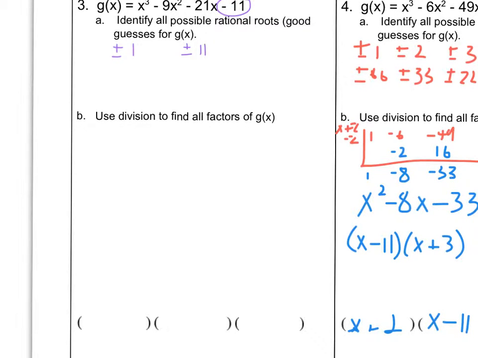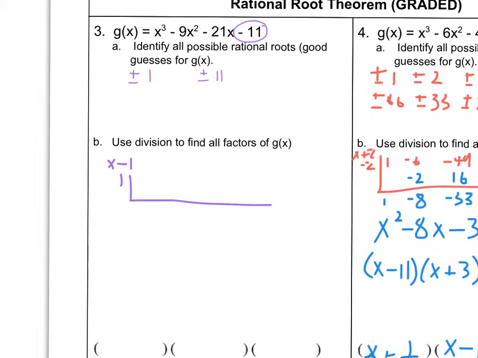I might start with x minus 1, which really means a root of 1. All right, so we have 1, negative 9, negative 21, and negative 11. Let's see what happens. Bring the first one down. We get 1. 1 times 1 is 1. We get negative 8. And 1 times negative 8 is negative 8. Negative 29. And that's definitely not 0. Okay, so 1 didn't work. I'm going to put a cross through the plus 1.